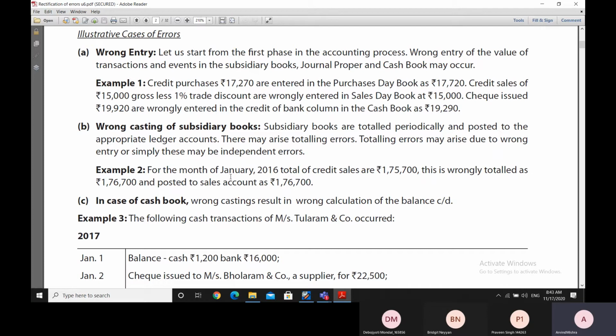For example, for the month of January 2016, the total of credit sales was 1,75,700. But while totaling, a wrong total was done, and the total that was done was 1,76,700, and that was posted to the sales account as 1,76,700 instead of 1,75,700. Now this is happening not due to a wrong entry but due to wrong totaling.